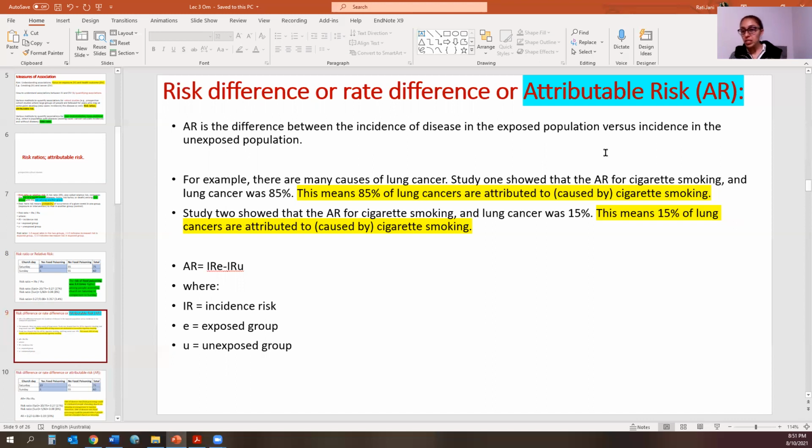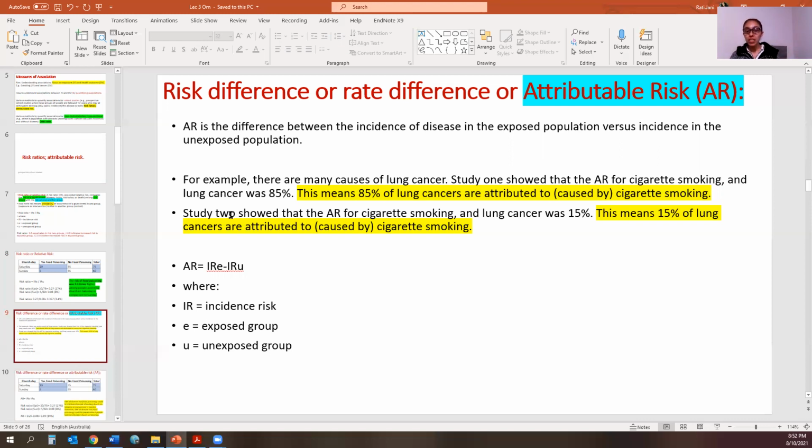findings. So for instance, there are many causes of lung cancer which are out there. But one study showed that the attributable risk for cigarette smoking and lung cancer was 85. Why am I reading this out? So that you can pay attention over here. What does this mean? This means that 85% of lung cancer, the disease, the health outcome, are attributed. What does the word attributed mean? It means caused by, or because of. So are attributed to cigarette smoking. So that is how the result can be termed.